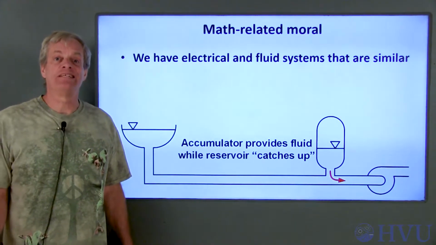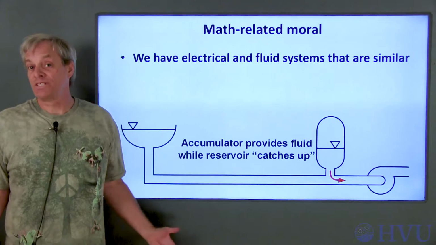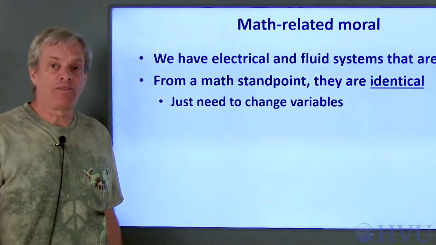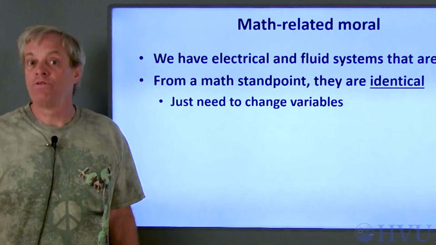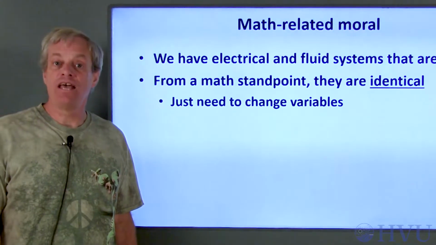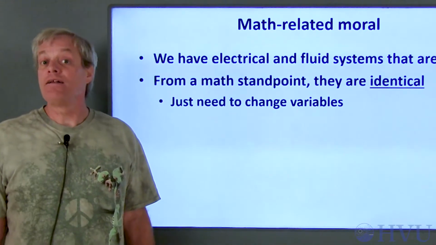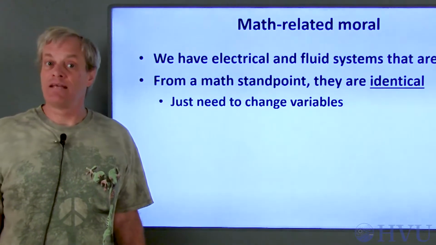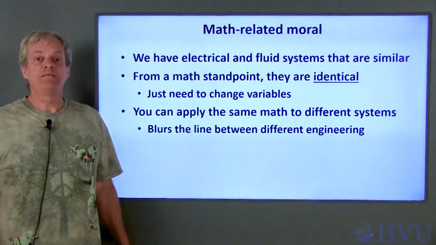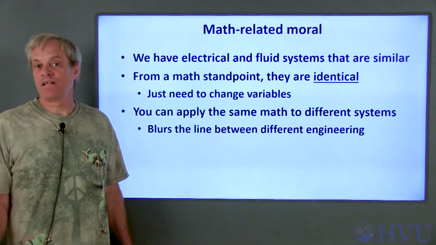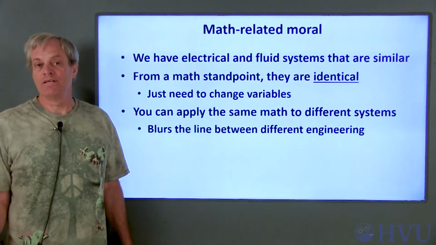But the best part is that these systems are more than just similar. If we mathematically model them, they're actually identical. The only difference is that the variables change names. Fluid pressure corresponds to voltage in the electrical system, and current in the electrical system has the same role as fluid flow rate. This means that the same math tools transfer directly between engineering disciplines.